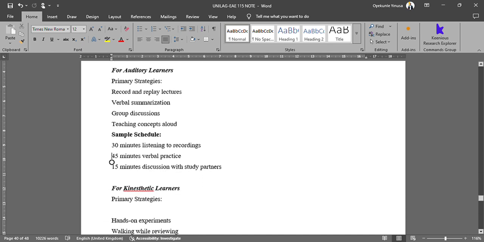For auditory learners, primary strategies include recording and replaying lectures. You must be able to record and replay. Once you do this, you can learn at your own pace even if the lecturer is not there. Verbal summarization: you must use your mouth to summarize what you have learned. It just shows that you are an auditory learner. Teaching concepts aloud: you must teach concepts aloud.